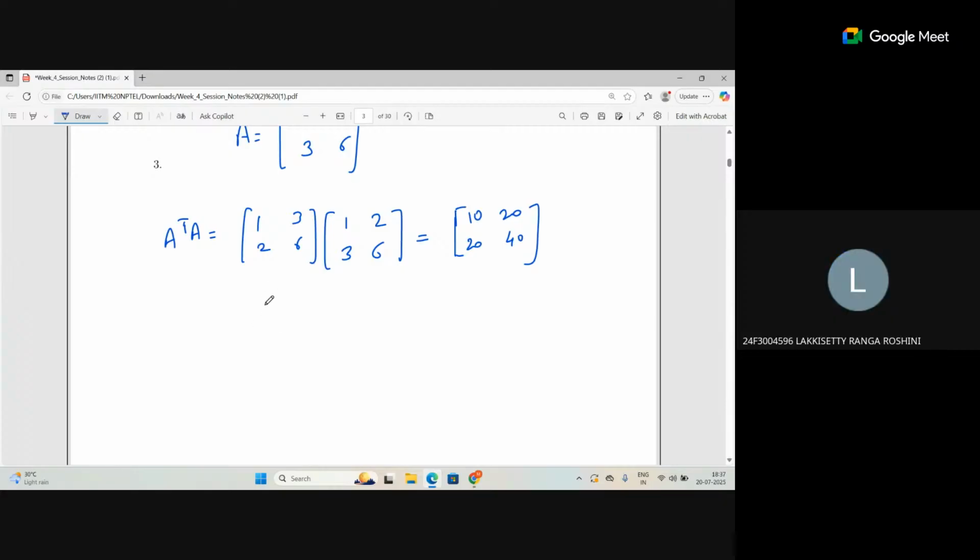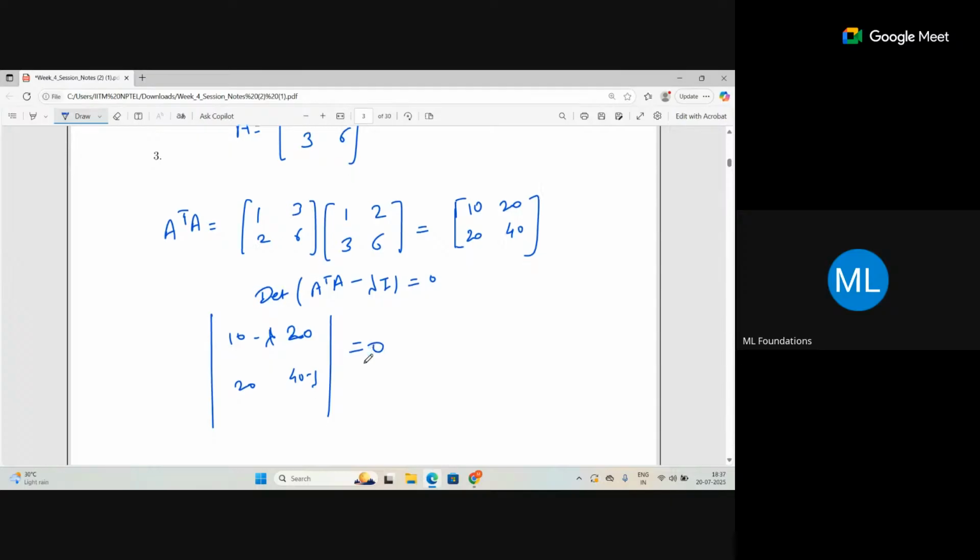Determinant of A minus lambda I equals 0. So let's say the determinant of A transpose A minus lambda I has to be equal to 0. So basically that is the determinant of the matrix 10 minus lambda, 20, 20, and 40 minus lambda, which has to be equal to 0.